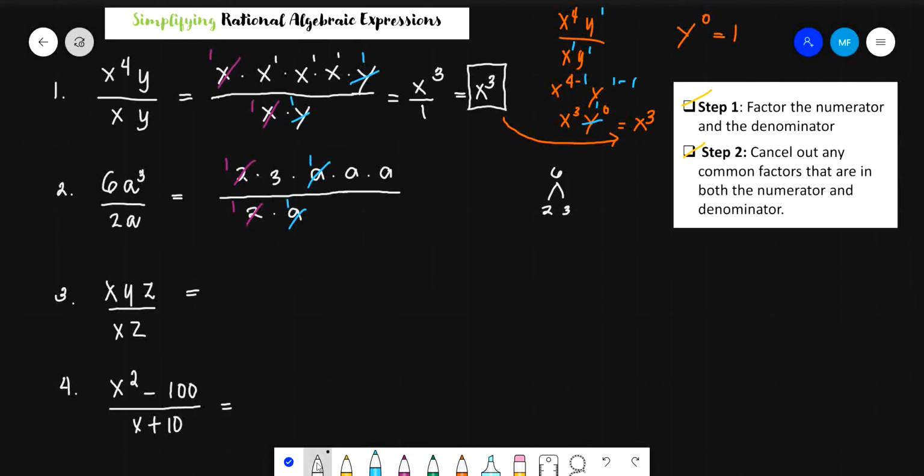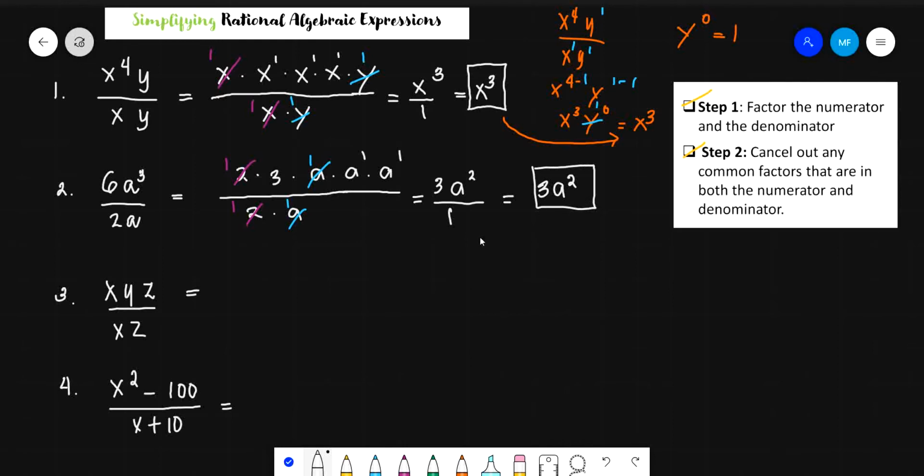So, ano yung natira? Yung natira natin is 3, tapos dalawang a. So, we have 3a squared all over. Anong natira sa denominator? Wala. So, all over 1. So, ang sagot natin dito is 3a squared. So, tanggalin lang natin to. So, ang sagot natin dito is 3a squared. So, this would be yung final answer natin for example number 2.